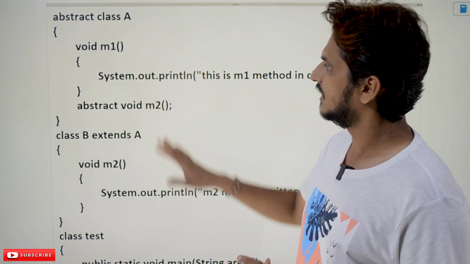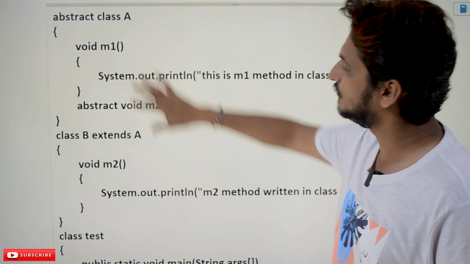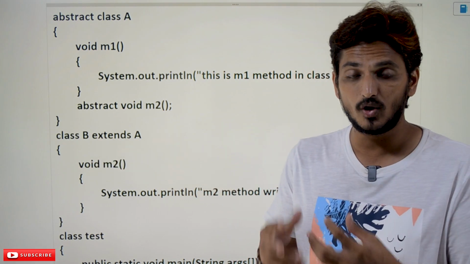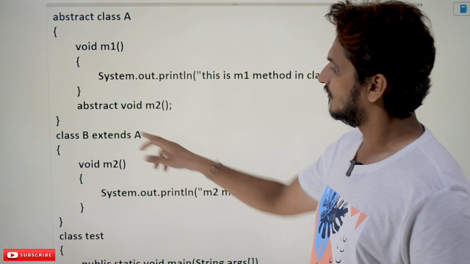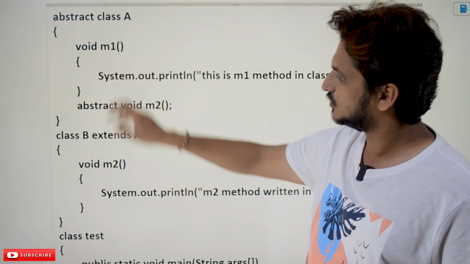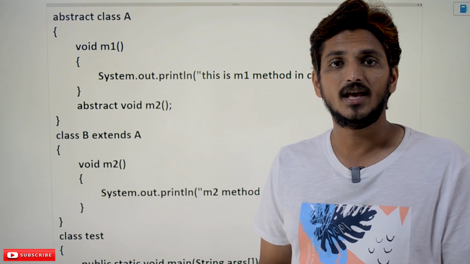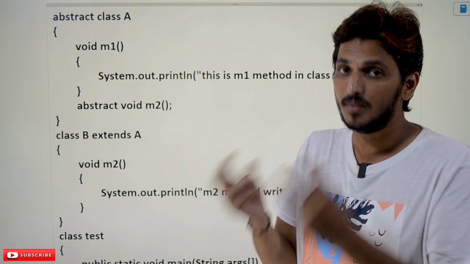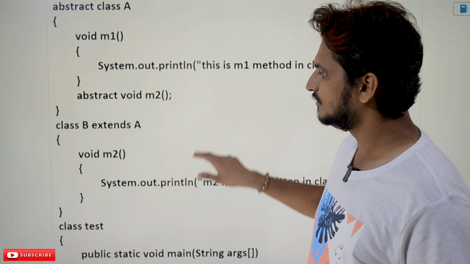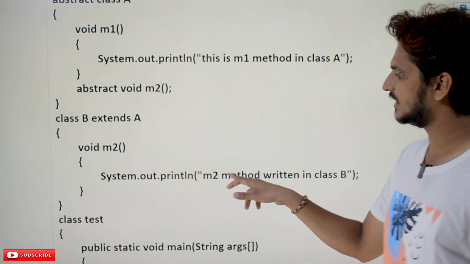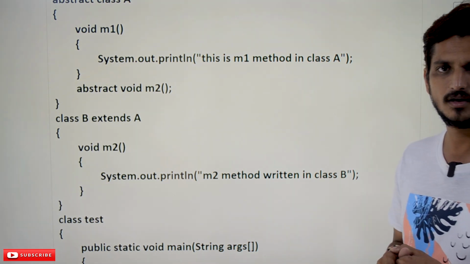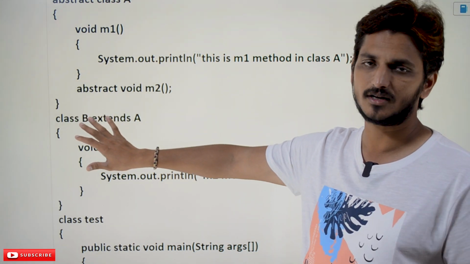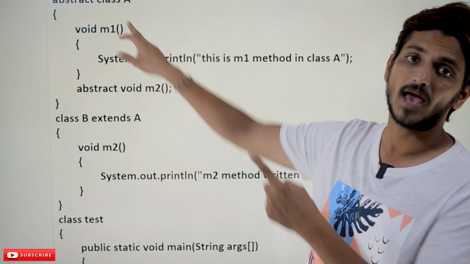Then only it is accepted. Now try to understand what happens if you inherit the class A. Suppose class B extends A, which means class B is going to inherit class A. Whenever you inherit an abstract class, class B should definitely implement, which means it has to write the body of the M2 method. void M2() { System.out.println("M2 method written in class B"); } It has to definitely do it. Only then can you write class B, because it is extending A, and A is an abstract class.